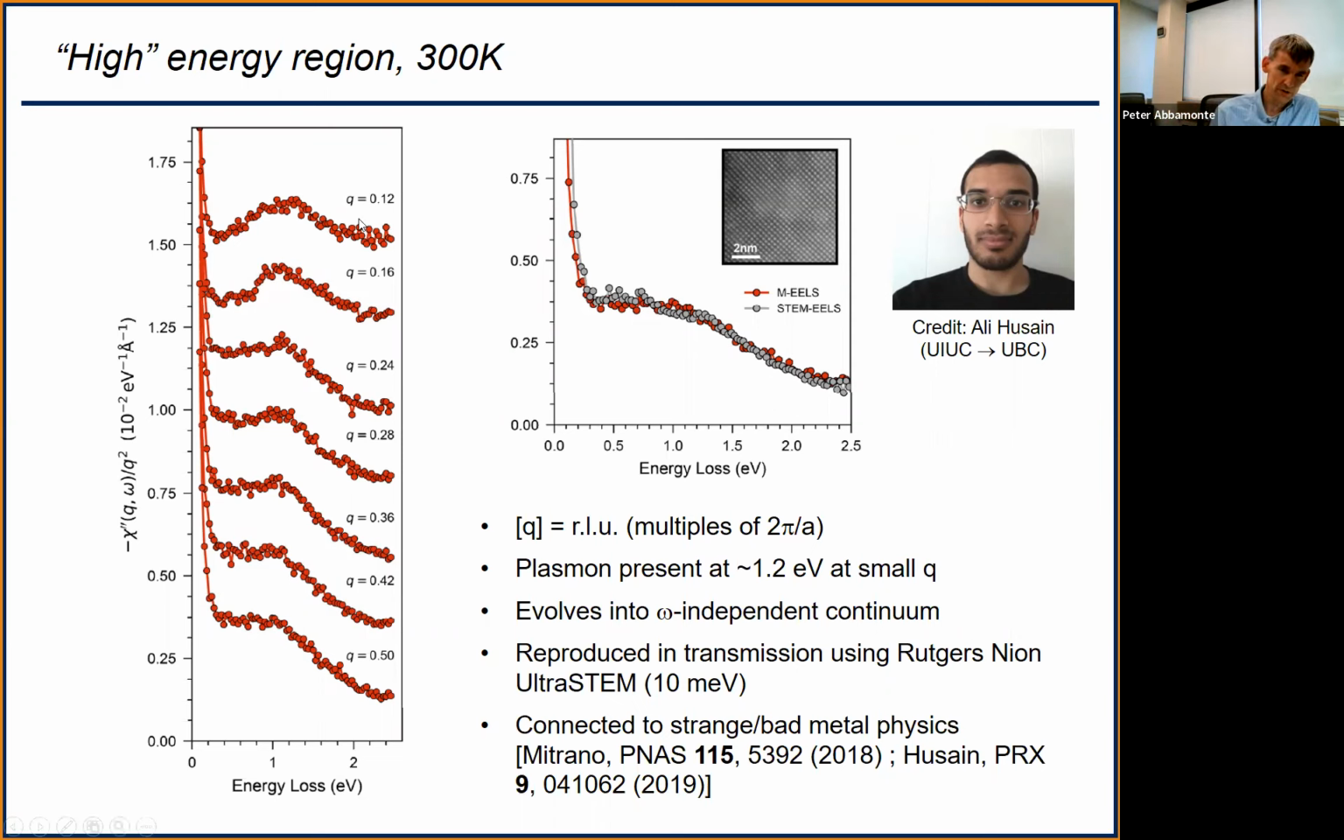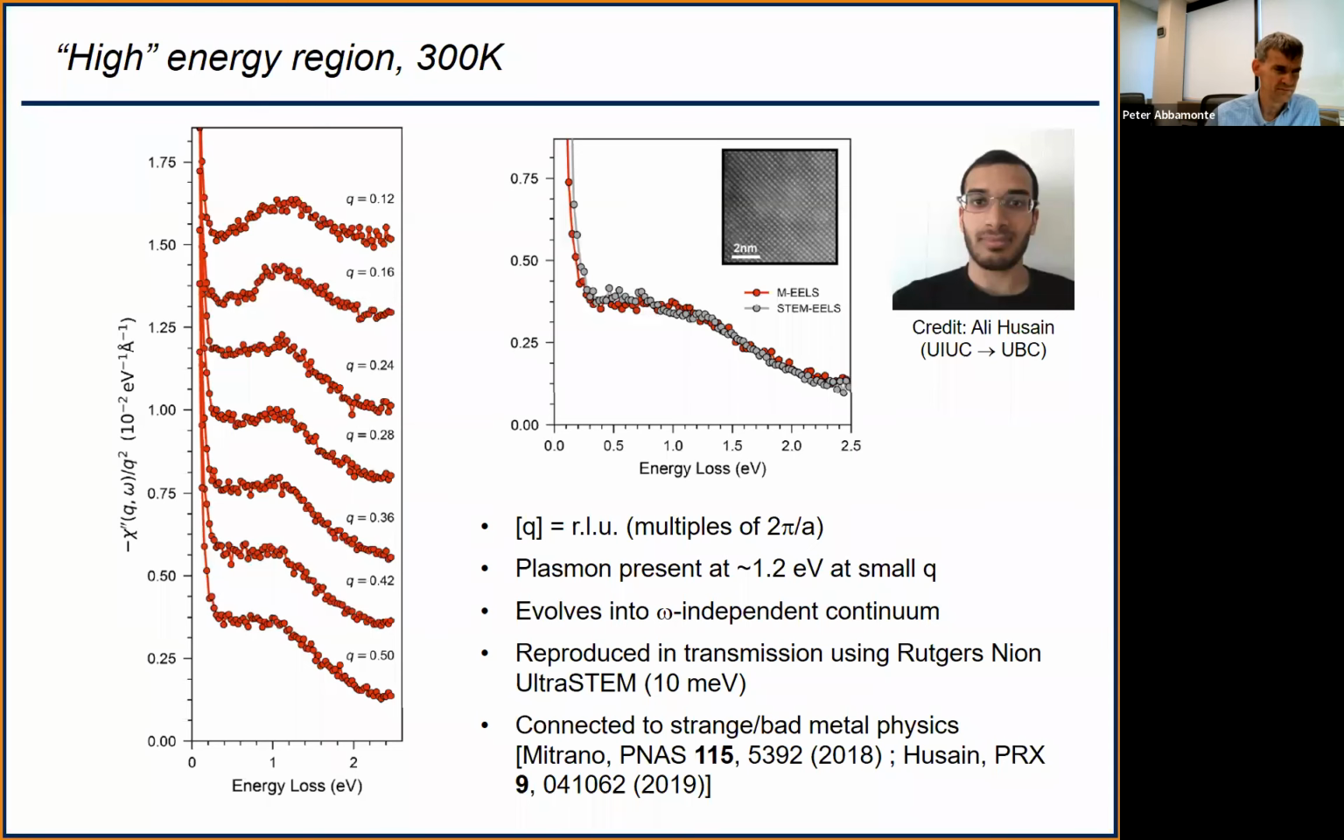So the lowest momentum here is 0.02. This is in reciprocal lattice units, so in units of inverse lattice parameters. If you take one over this number, that's the wavelength in lattice parameters. And what you can see is there is a peak, and it is at around 1.5 eV. So that's the conventional plasmon.